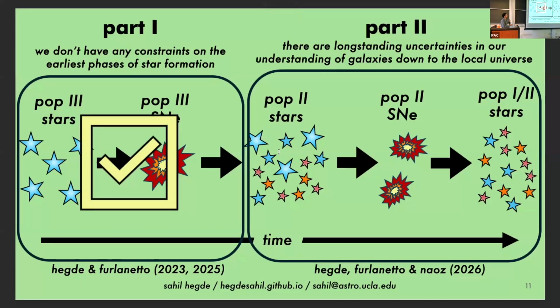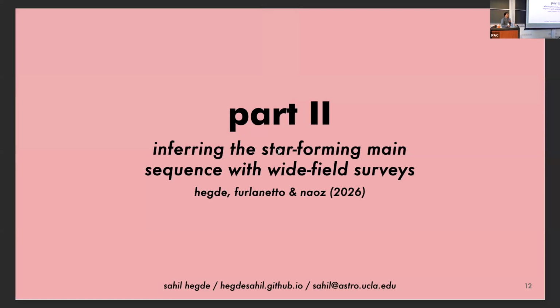Cool. So that's a little taste of how Roman might be able to shed light on the high redshift universe and how we can use our simple galaxy models to constrain physics that way. And so now I'm going to move on to the second part, thinking about star formation throughout the rest of the universe's history. And here I'm going to focus on a fundamental galaxy relation, the star-forming main sequence.